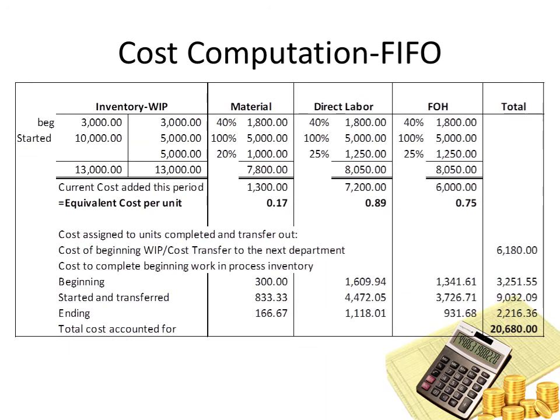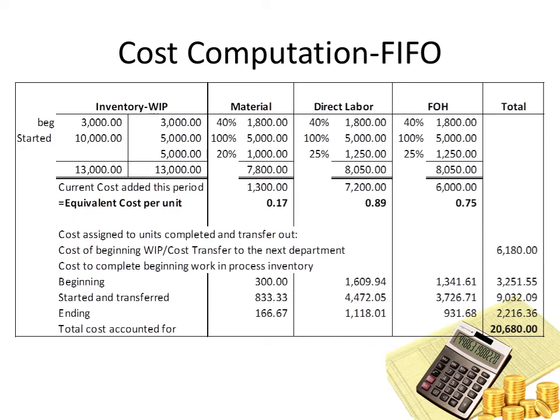Okay. So we already have, it's still the same EUP. We have 7,800 and then 8,050 for both our direct labor and factory overhead, or you could also just combine it under conversion cost. So we know that the cost of beginning work in process or the cost transferred to the next department is 6,180. If it's given per different, you could also divide it. Okay. Next, so for this period, we have the beginning. We know it's 0.17. We just round it to 2 decimal points.